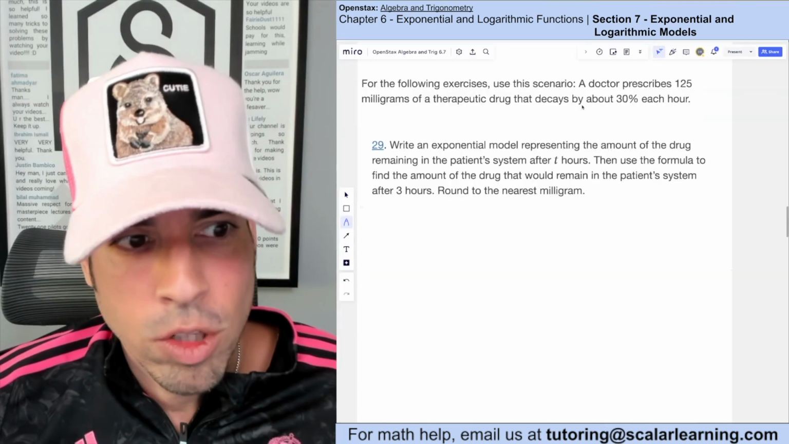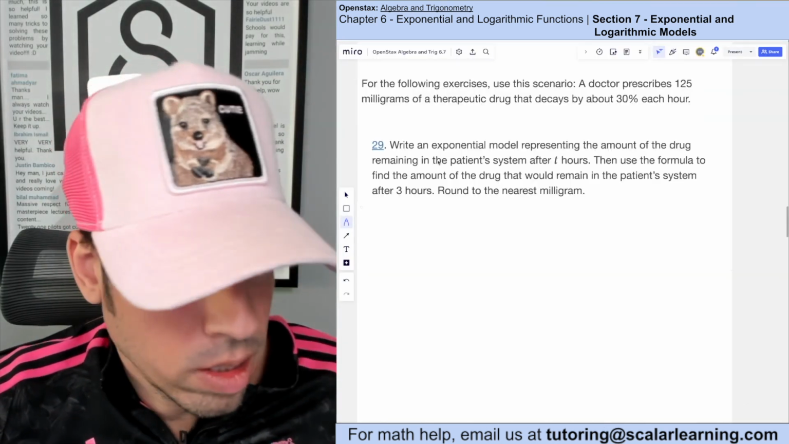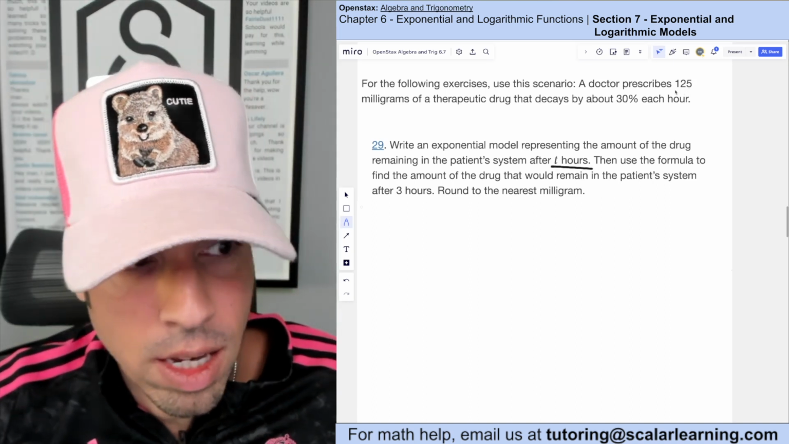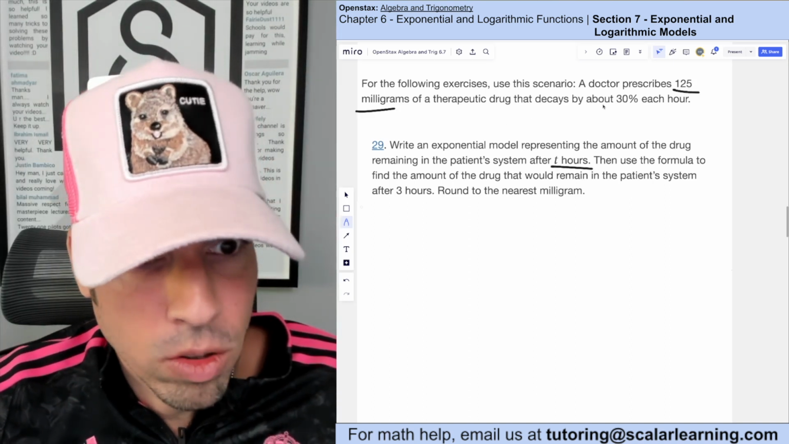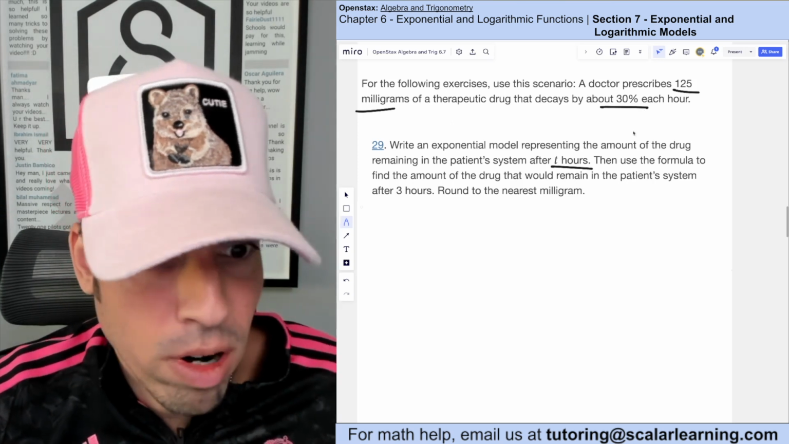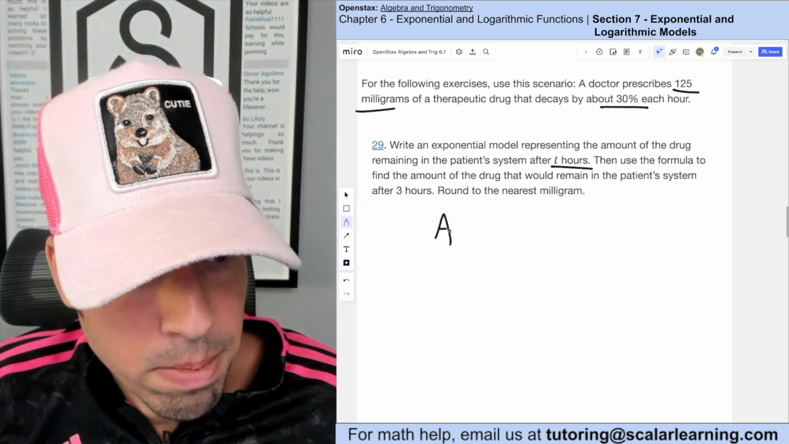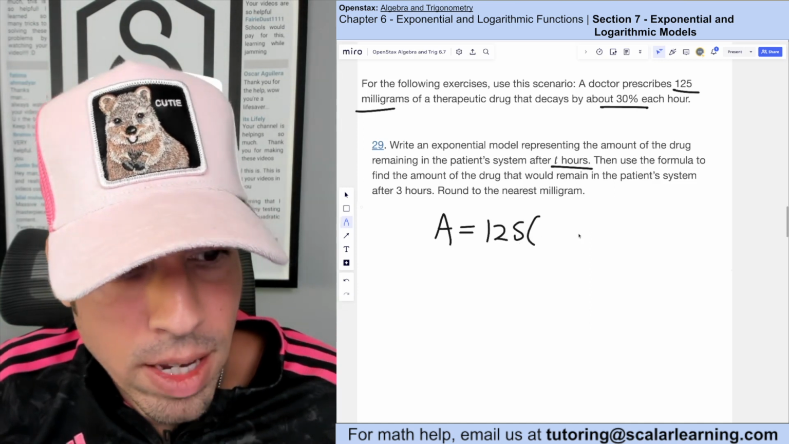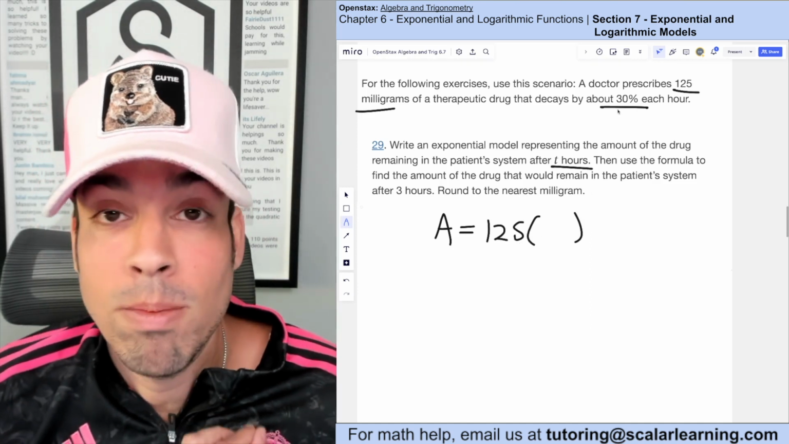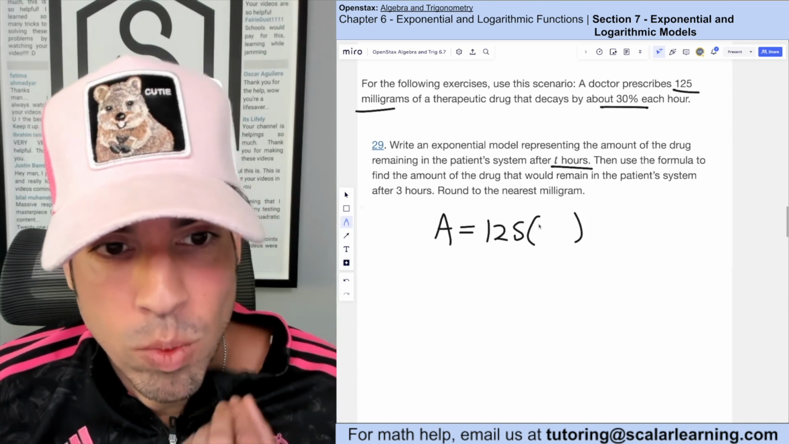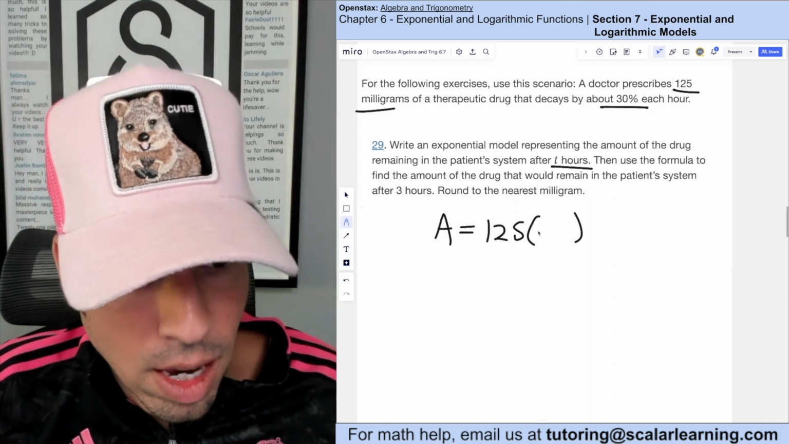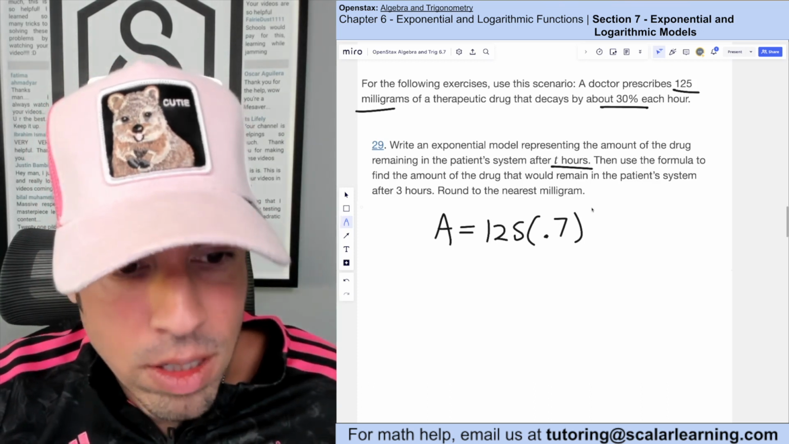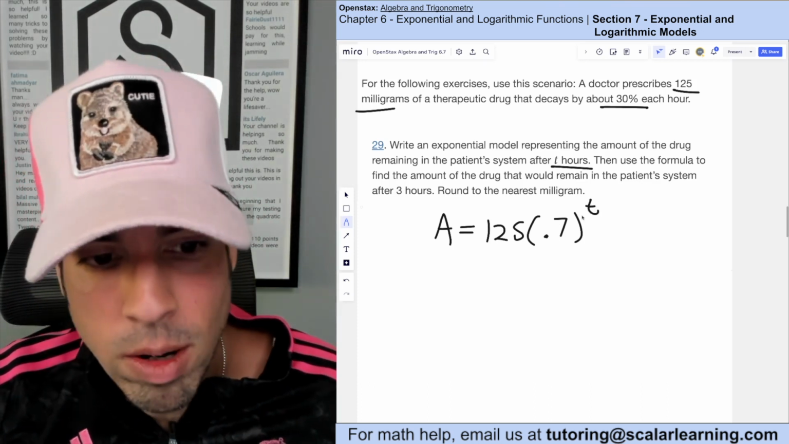Done. So for this one, we're meant to write an exponential model representing the amount of drug remaining in a patient's system after t hours. And it says that it starts with 125 milligrams that decays at 30% per hour. So the amount left in the body starts with that initial value of 125, and then it decays by 30%. That means inside the parentheses, it should be 1 minus 0.3, aka 0.7, and it says by every hour. So I can just put this to the t power or to the x, either way, but that represents the number of hours.